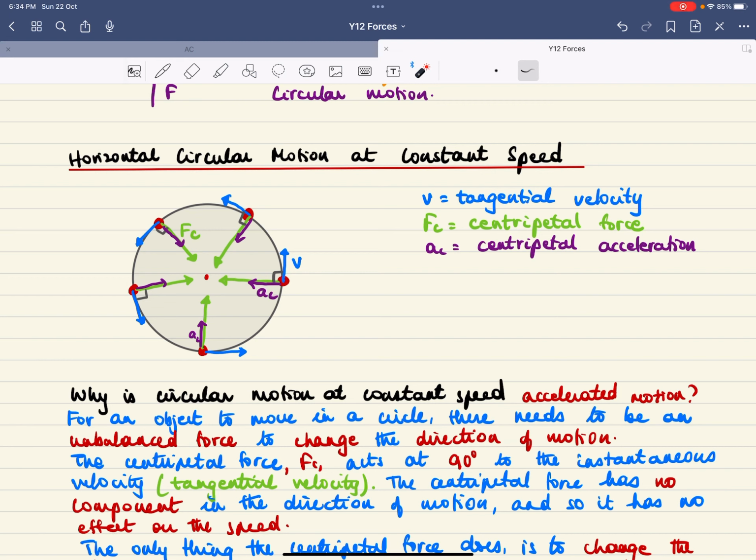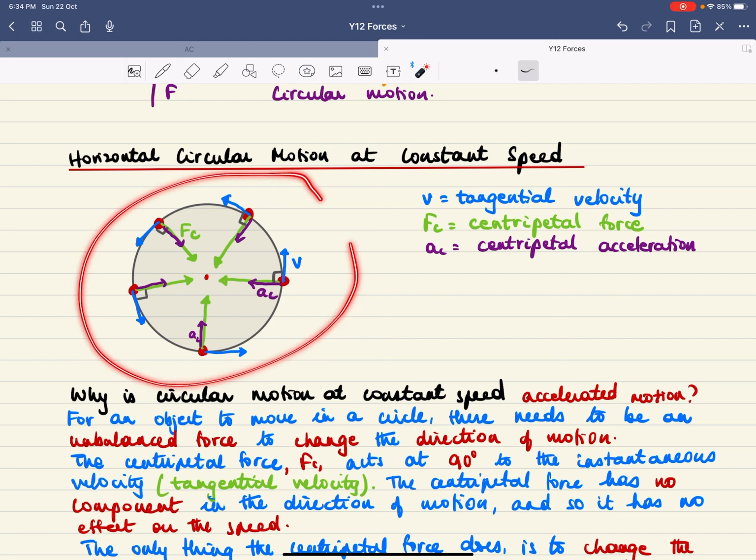This unbalanced force is called the centripetal force, and it acts at 90 degrees to the instantaneous velocity. That's also called tangential velocity. The centripetal force has no component in the direction of motion, so it has no effect on the speed.